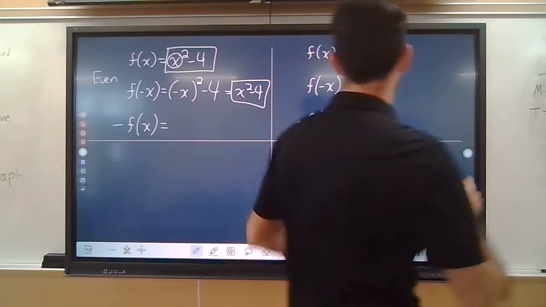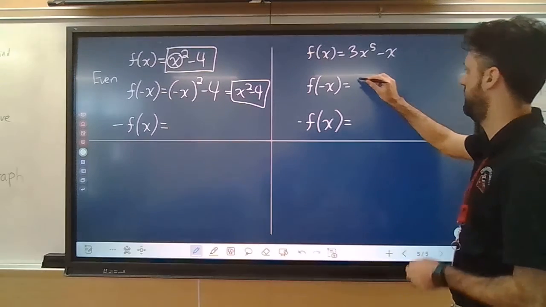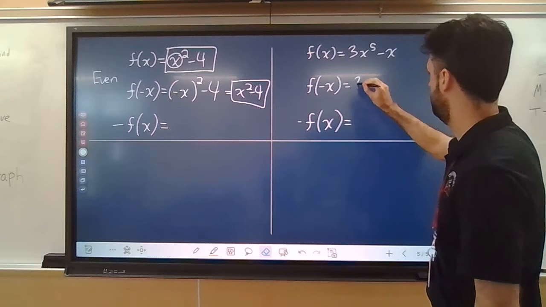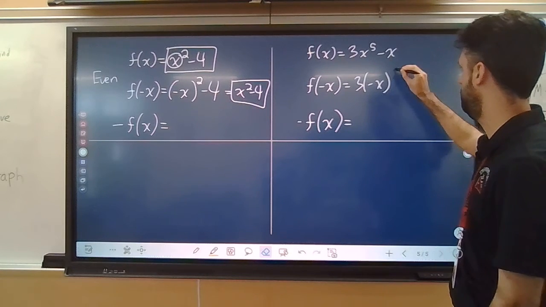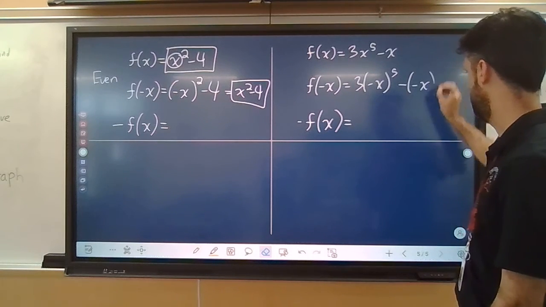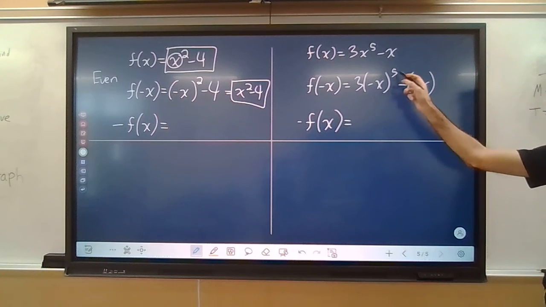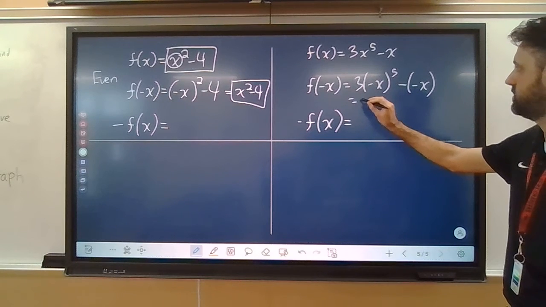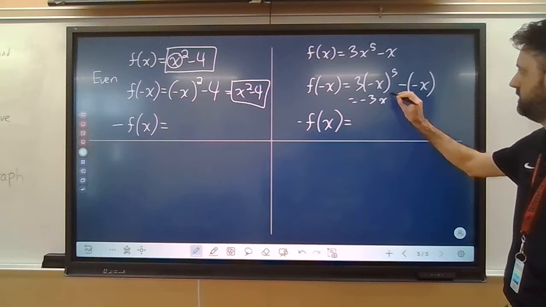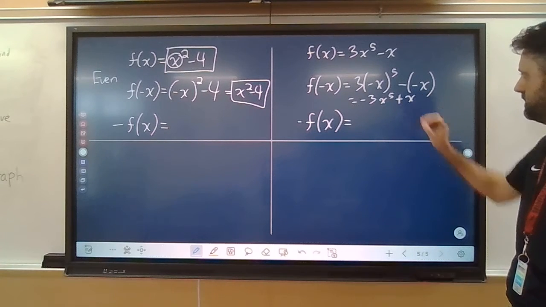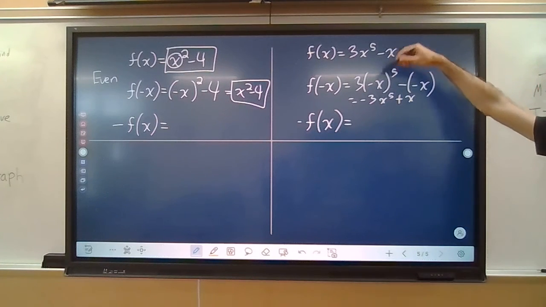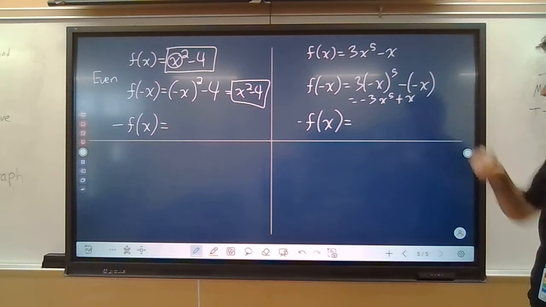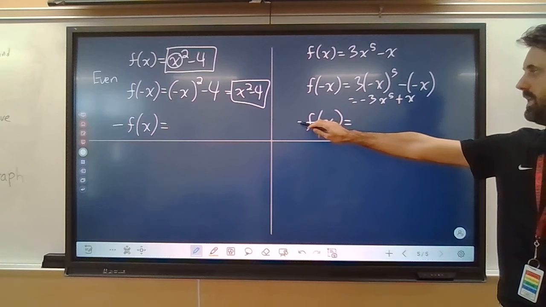But in the next example, if I were to replace both x's with a negative x, it would look like this. 3 times negative x to the 5th minus negative x. A negative to an odd exponent does not get rid of the negative. And so that could simplify into negative 3x to the 5th plus x. Okay, and so f of x and f of negative x are not equivalent, so it's not going to be an even function.